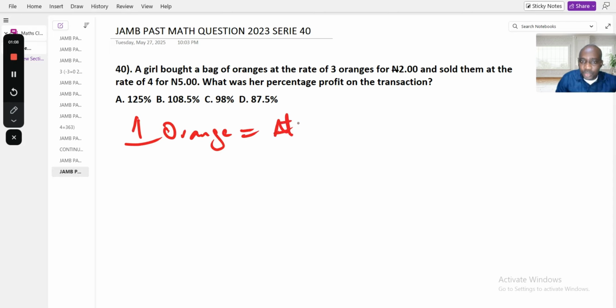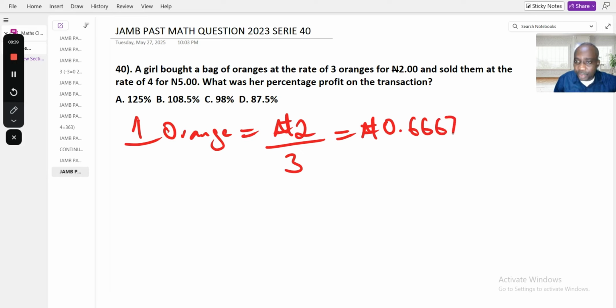one orange is going to be how much? 2 naira divided by 3, because she bought 3 oranges for 2 naira. Therefore, we are going to get the cost for one orange here. 2 divided by 3 is going to give us 0.6667. Let me stop at 4 decimal places. Therefore, the cost price for one orange is that.